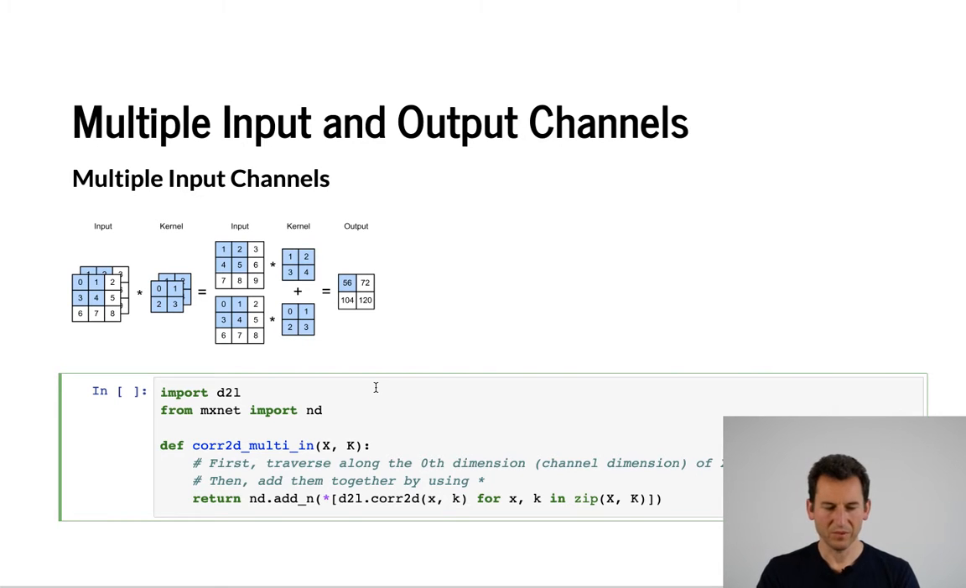Okay. So in order to get started, we need to import MXNet. And I'm going to define a correlation multi-in. All I'm doing is taking the standard correlation function, and now I'm going to use this to apply it to multiple input channels. And then in the end, I just add it up. This is maybe not the most elegant way to do it, but it just illustrates the point.